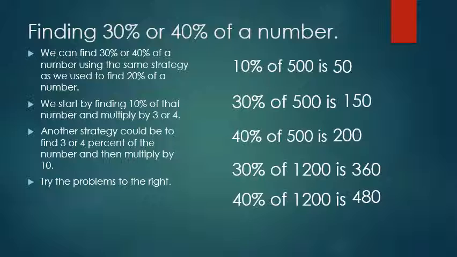So either of those strategies, whether you find 10% and then multiply by 3 or 4, or you find 3 or 4% and then multiply by 10, will work perfectly fine.